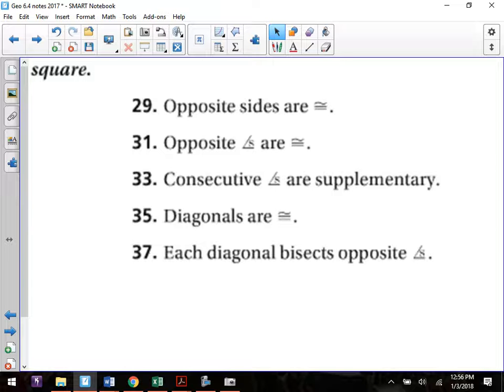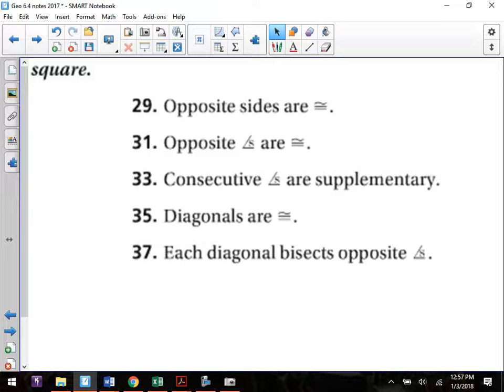Opposite angles are congruent. All four of them again. Consecutive angles are supplementary. All of them. Congruent diagonals. Rectangle and square. Again, as you go through the terms in lists, you usually pick up on it easier. Okay? The lists of them are easier to go through.